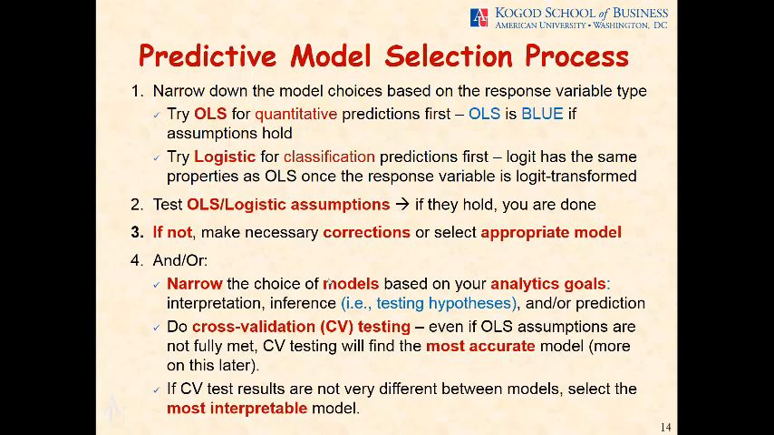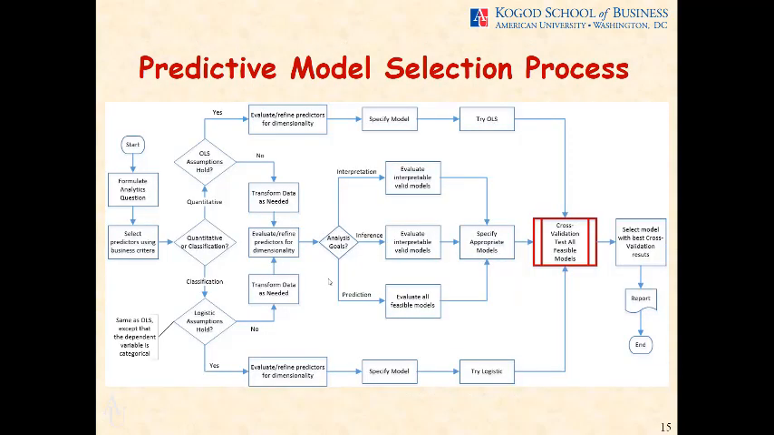If you do cross-validation testing and you find several candidate models that have good and very similar cross-validation testing results, I would select the most interpretable model. It's going to be one that's going to serve your needs better. Okay, so this is the model selection process, but in a graphical presentation here.